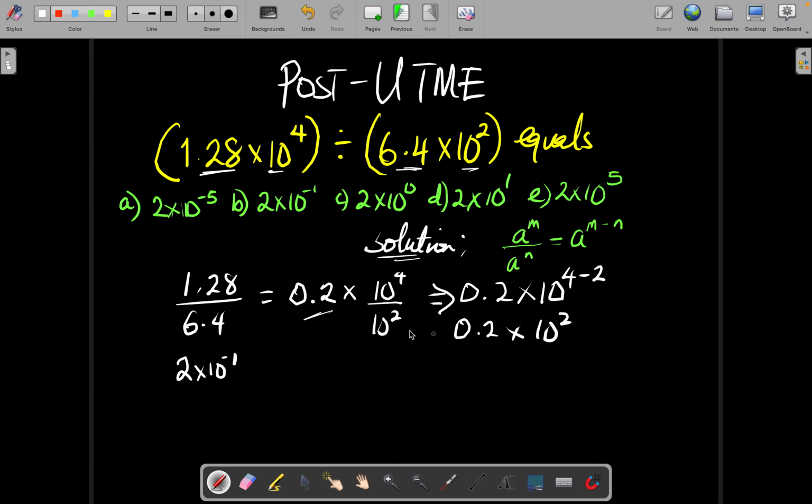I convert this decimal to standard form because everything here is standard form. So how do I want to do it? If I move the decimal point one time, it will become minus 1. So now let me do this one like this. Remember, I said this guy is CDO, so times 10 to the power of 2.